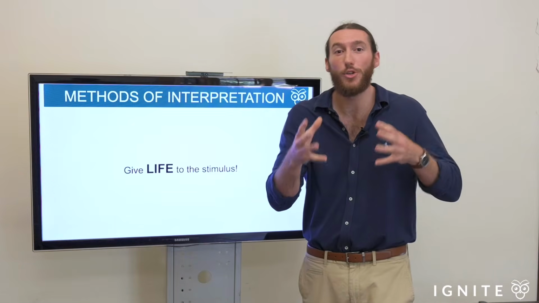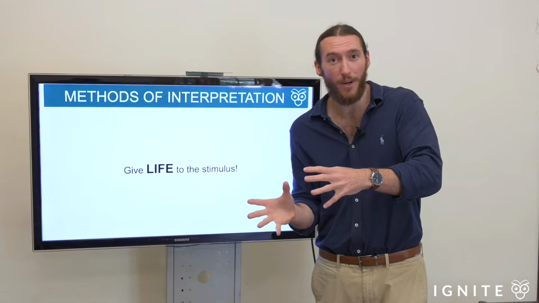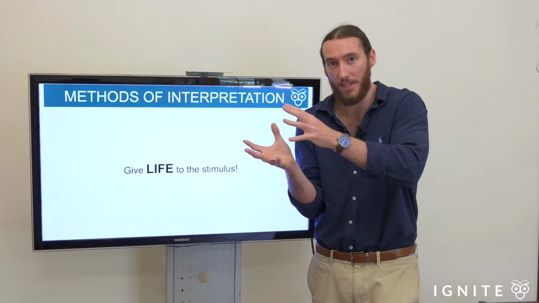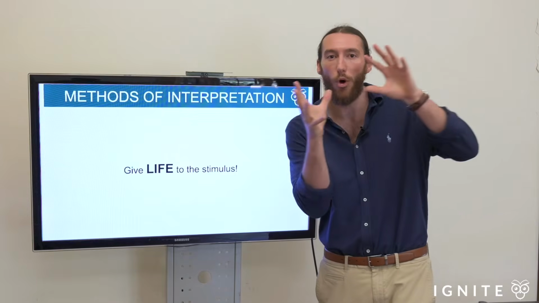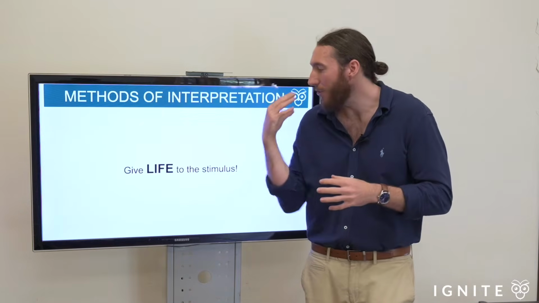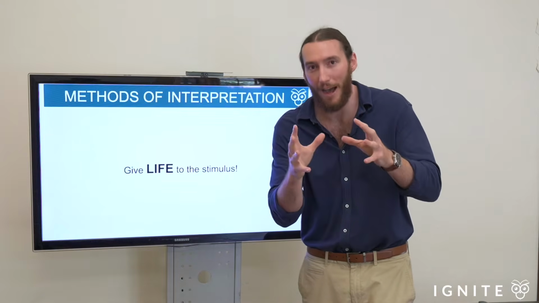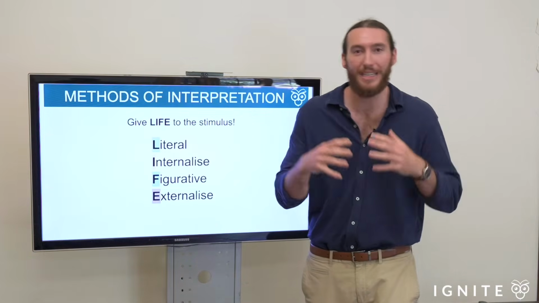So the key is to make the stimulus work for you, not the other way around. It's not about making what you have work to the stimulus. It's about making the stimulus work for what you have. So we're going to give life to the stimulus. Say it at home as you're watching on your computer: life. Okay, so what does life actually mean?